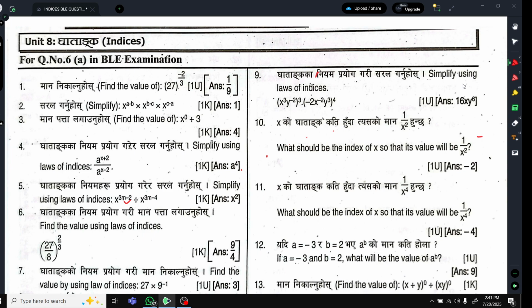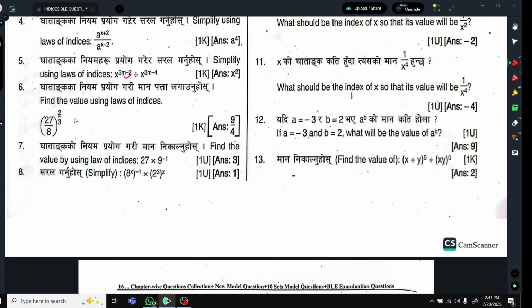Find the value using laws of indices. 27 by 8. Let us factorize 27. It will come 3 to the power 3, and for 8 we can write 2 to the power 3, whole to the power 2 by 3 is given over there.